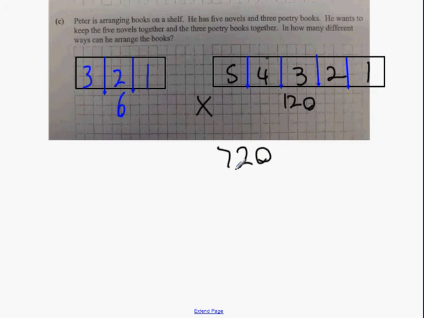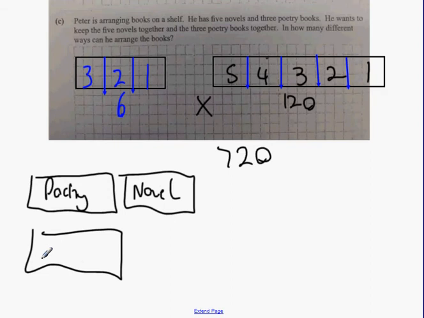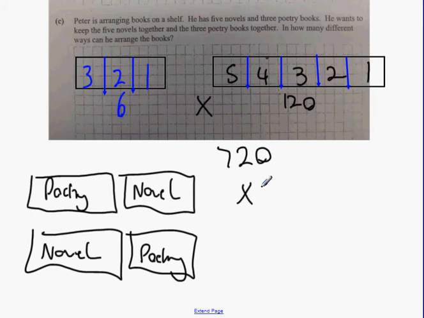Now let me explain why. We're only considering the poetry section in front of the novel section. We also have to consider that the novel section can occur in front of the poetry section. Therefore, the answer we came up with needs to be multiplied by 2 to become 1,440. How many people got that answer out?